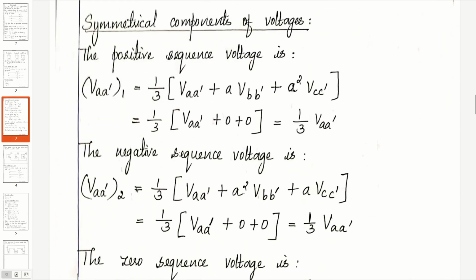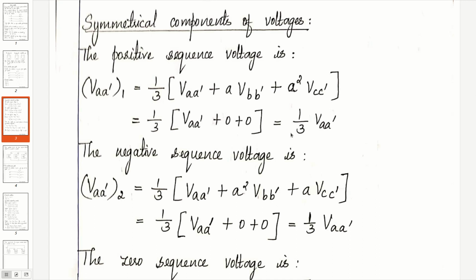From the matrix of the symmetrical components of voltage phasors, we write the positive sequence voltage VAA dash 1 is equal to 1 by 3 into VAA dash plus a VBB dash plus a square VCC dash. Here we represent VA as VAA dash. Substituting VBB dash and VCC dash as 0, we get VAA dash 1 is equal to 1 by 3 VAA dash.